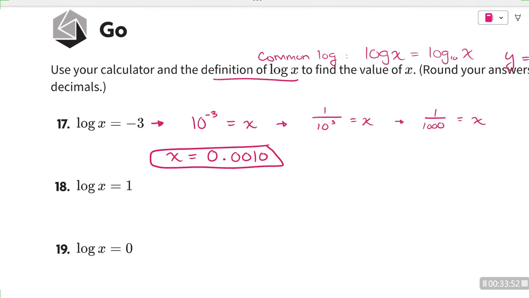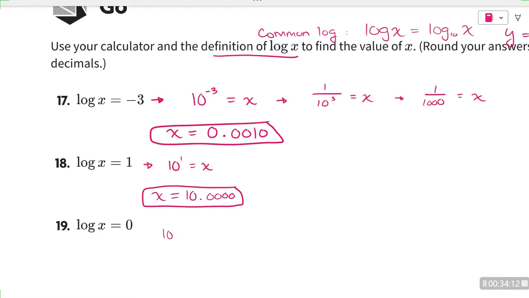So 18. We're going to rewrite this as 10 to the first power equals x. And again, there's not much algebraic work to do there. 10 to the first power is 10. So our answer is just x equals 10. If we want to put those 4 decimal places, we just go ahead and add 0.0000.